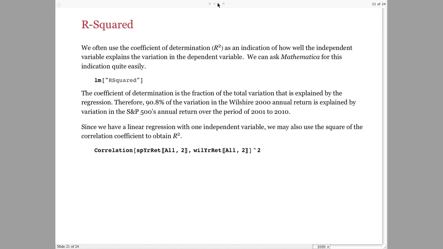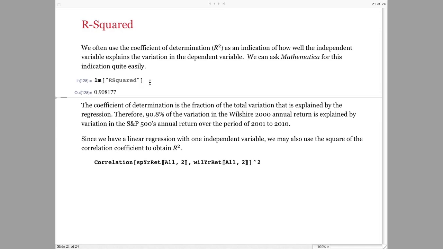We often use the coefficient of determination r squared as an indication of how well the independent variable explains the variation in the dependent variable. Here we ask for the r squared within our model. Therefore, 90.8% of the variation in the Wilshire 2000 annual return is explained by variation in the S&P 500's annual return. Since we have a linear regression with one independent variable, we can also use the square of the correlation coefficient to obtain r squared.